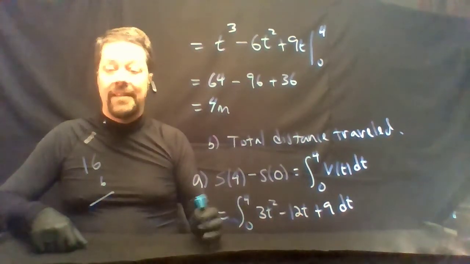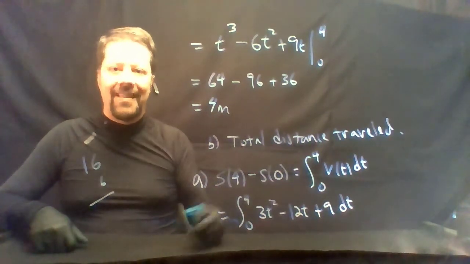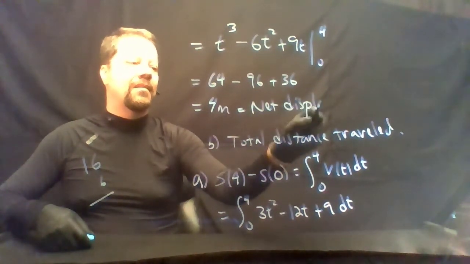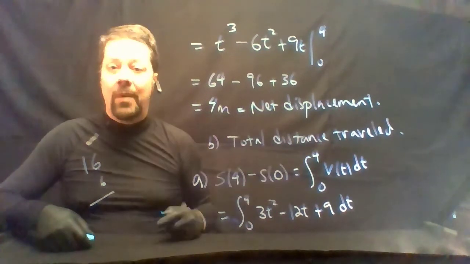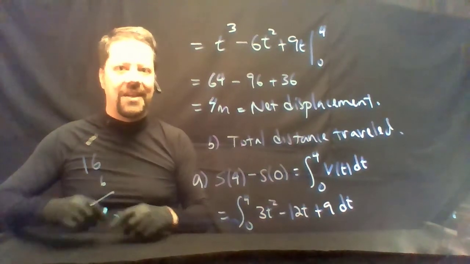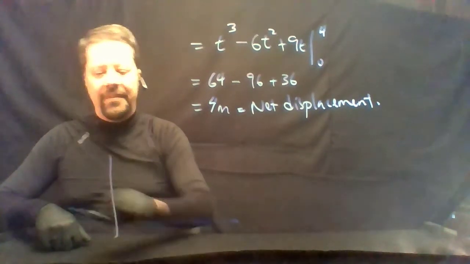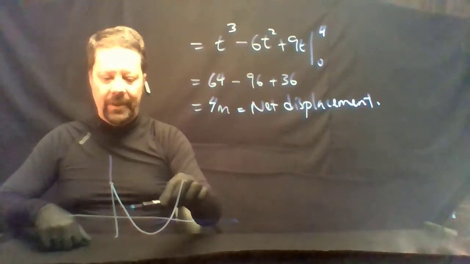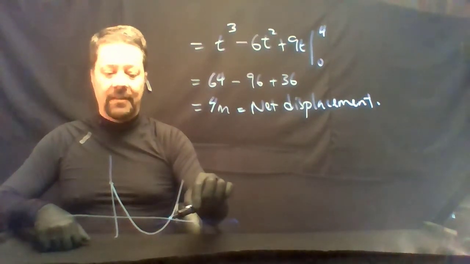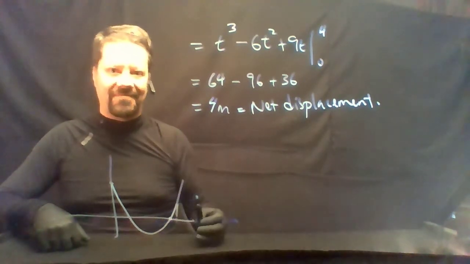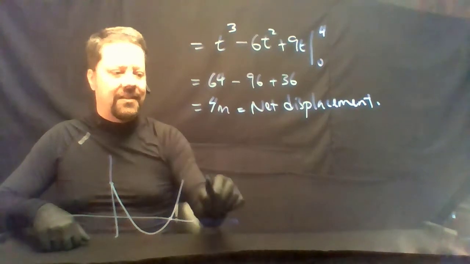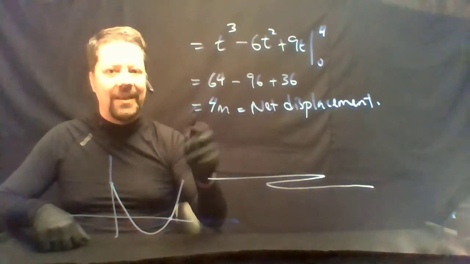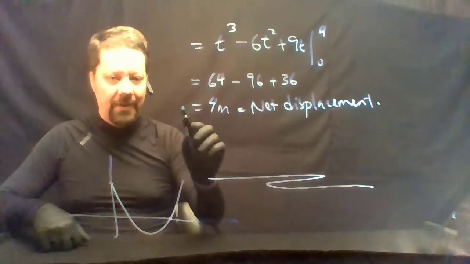I'd like to point out that this object moved a lot more than 4 meters. That's just the net displacement. If we want to know the total distance traveled, we have to take another strategy. If the velocity is sometimes positive, sometimes negative, it could be going, but then stopping, turning around, coming back and then stopping, and then turning around and going again. In order to figure out the total distance, since it's going and then coming back and then going again, we need to not integrate the velocity, we need to integrate the absolute value of the velocity.